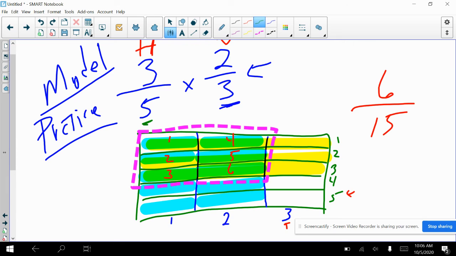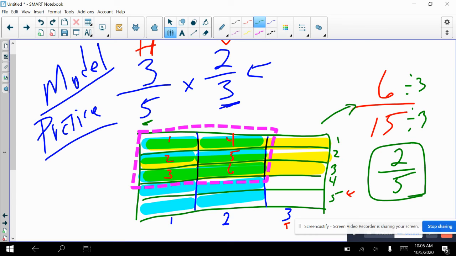Okay, so I want you to pay attention to that. The model will not always put your answer in lowest terms. Okay, what goes into 6 and 15 evenly? 3, very good. So if we divide by 3, we're going to get 2/5. Okay, that would be the best answer in lowest terms. So again, when you do the model, take a peek at your answer and make sure that it's always simplified.